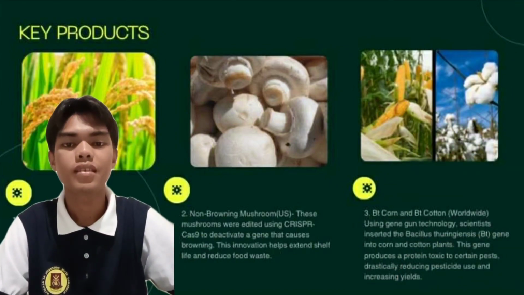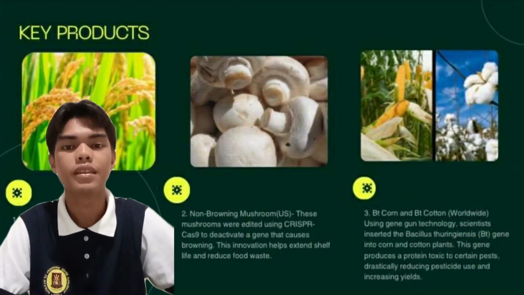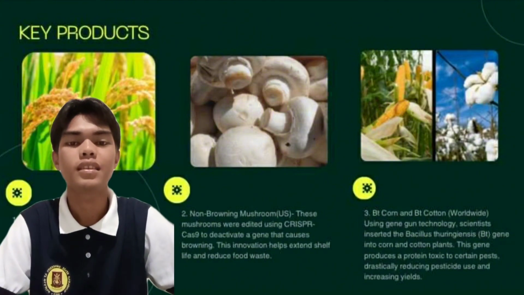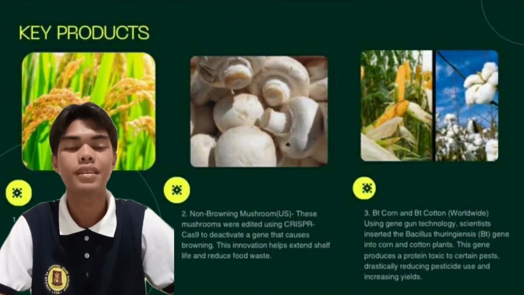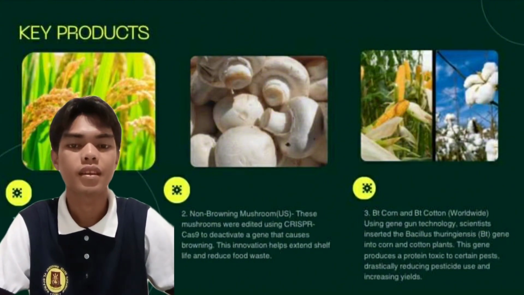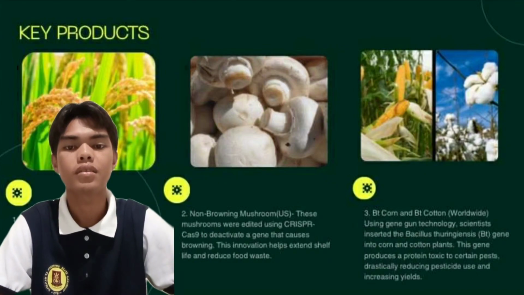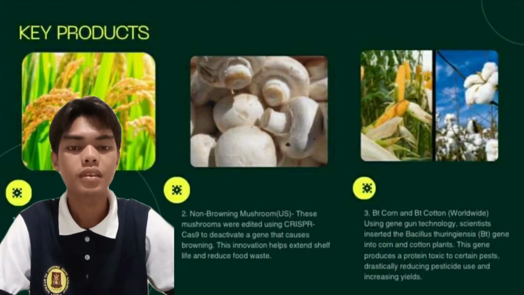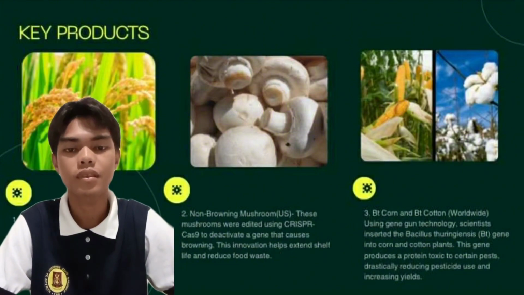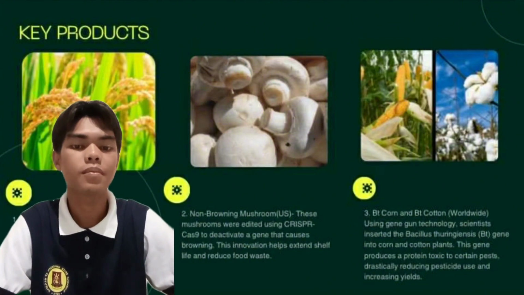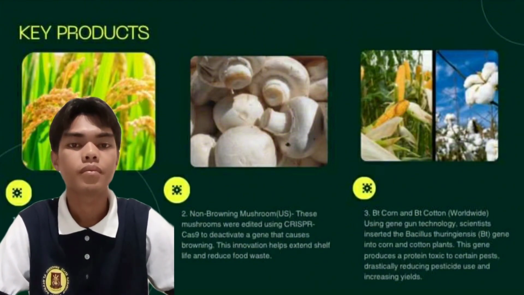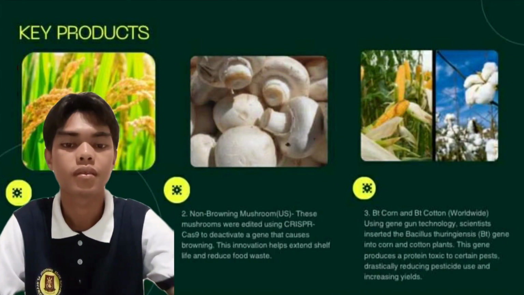Next is the BT cotton and BT corn. This is worldwide. Using gene gun technology, scientists inserted the Bacillus thuringiensis, or the BT gene, into corn and cotton plants. This gene produces a protein toxic to certain pests, drastically reducing pesticide use and increasing yields. It produces toxic proteins, or the cry proteins, and once the insect pests eat the plant, it will cause their death. But it is not harmful to humans.